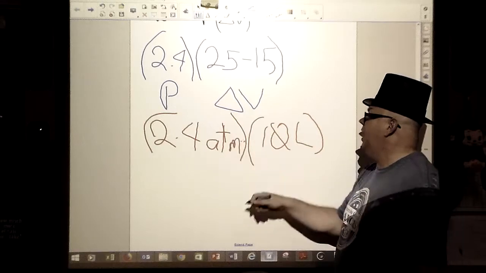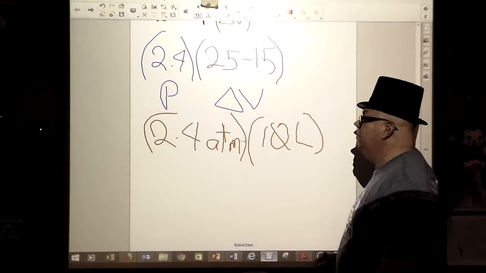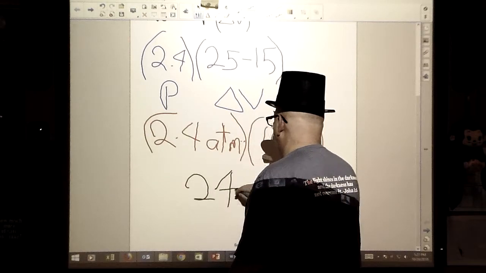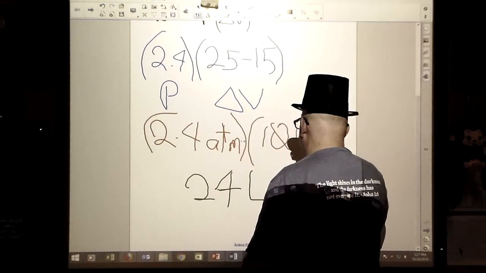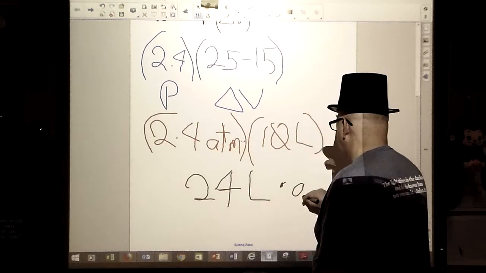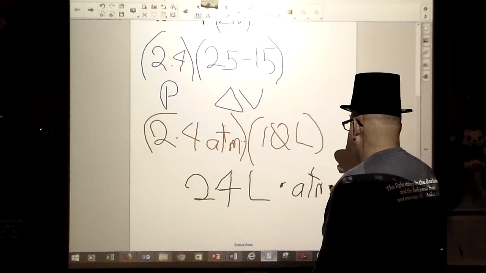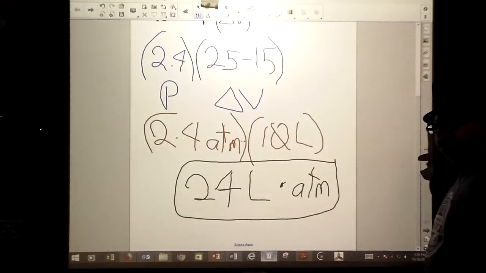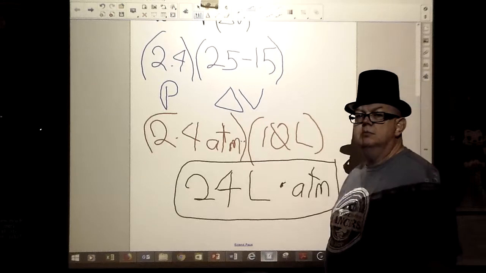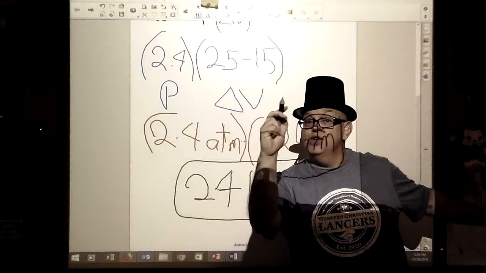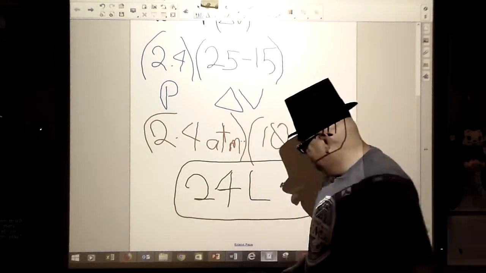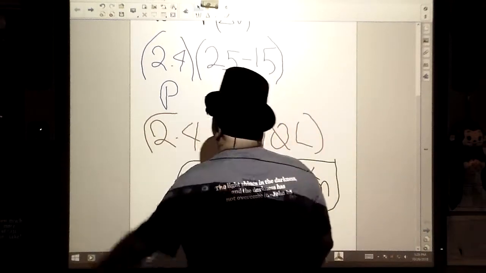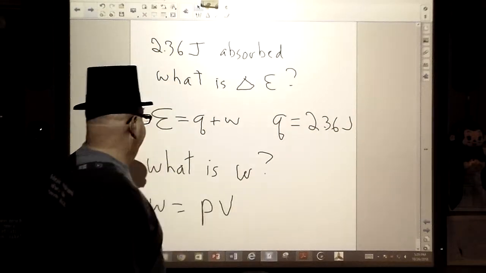So we got 2.4 atmosphere times 10 liter. We multiply that out. That's going to get us 24 liter atmosphere. So that's our answer. 24 liter atmosphere. Pay attention, boys and girls. Okay, we're going to switch to the next problem.